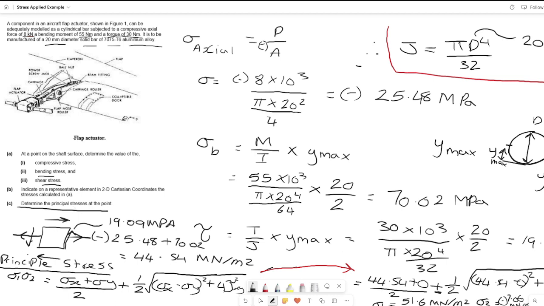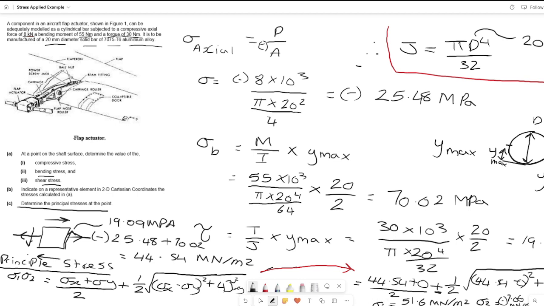And then plus 4, as in the formula, times tau squared, where tau is the shear stress, 19.09. So 4, which is given in the formula, and then tau is what we've calculated, 19.09 squared. But remember, it's plus or minus, so put this into your calculator with a plus sign, and then just change that to a minus. That would then give you the two principal stresses.